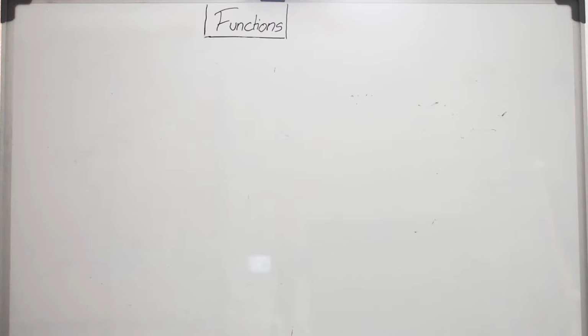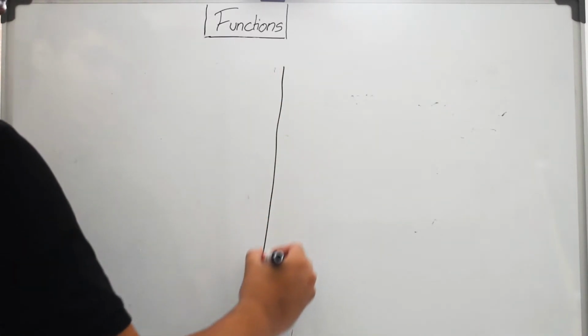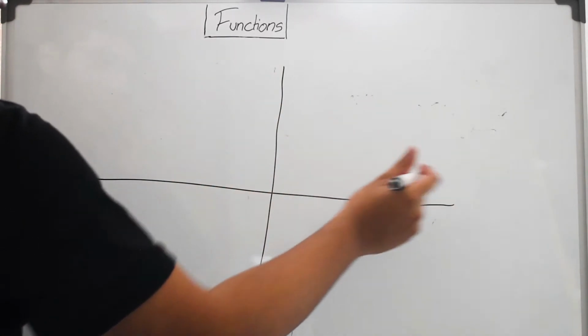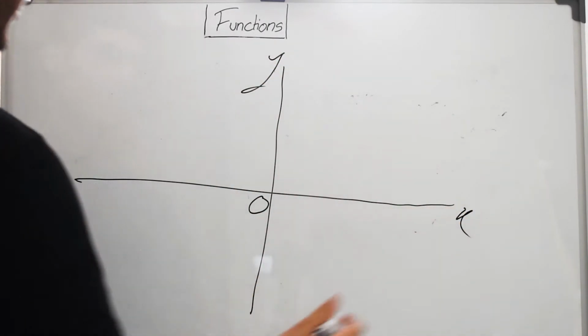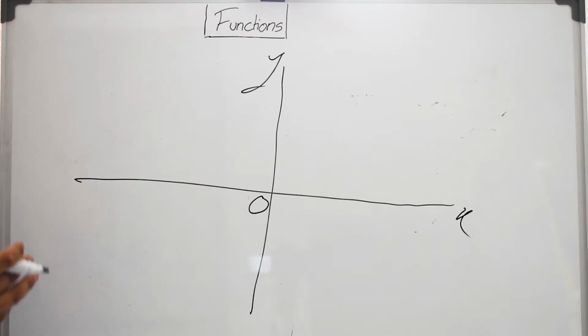Now it's time to learn how to make the graph of an inverse function. In this video I'll show you how to draw the graph of an inverse function and how it relates to the graph of the original function. Let's say this is the y-axis and the x-axis, and first we need an example so that I can show you how it goes.